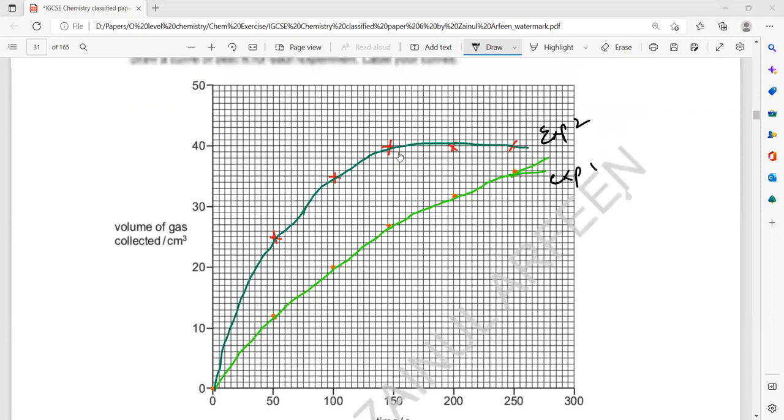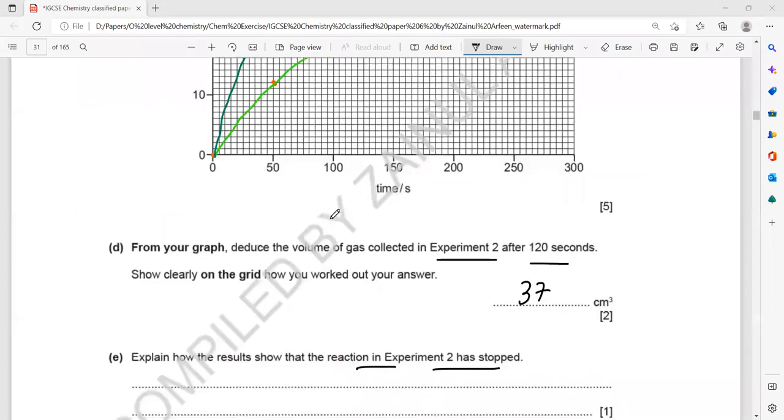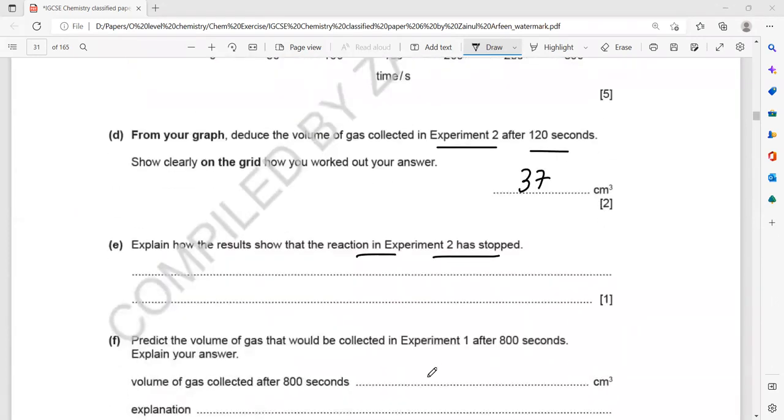The line became straight. Or there is no change in volume, or it is a horizontal line, no change in volume, or the line levels off. These are all the terms you can use. Or no change in volume, line levels off, gradient is 0, because a horizontal line or a line that levels off is the same thing. So as there is no change in volume, it means the gas.